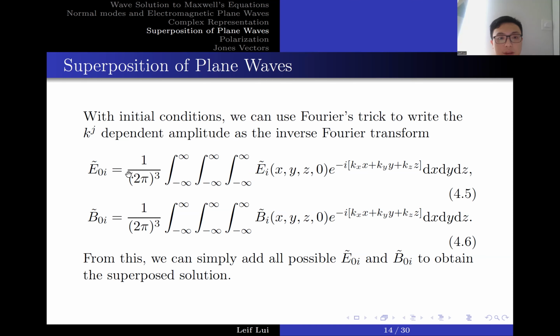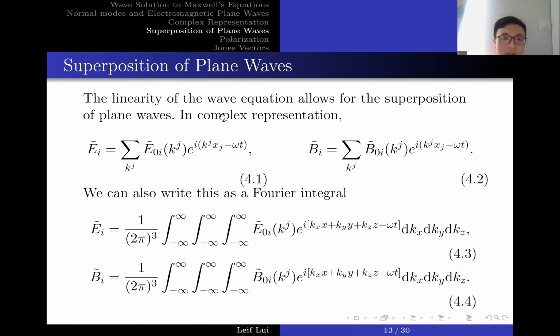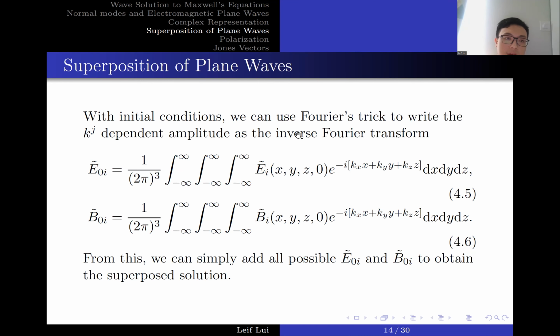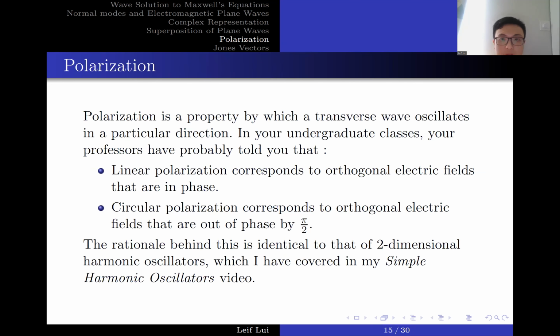So then we can simply add all possible E tilde naught and B tilde naught to obtain a superposed solution. This is known as Fourier analysis. We can just add these k-dependent amplitude terms to the complex representation of the electric and magnetic fields as shown here. Now that we've talked about the superposition of plane waves, we can talk about polarization.